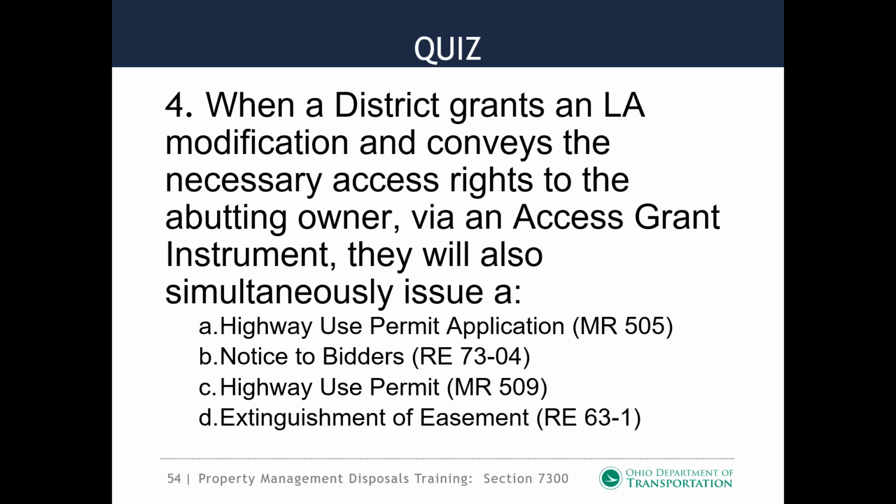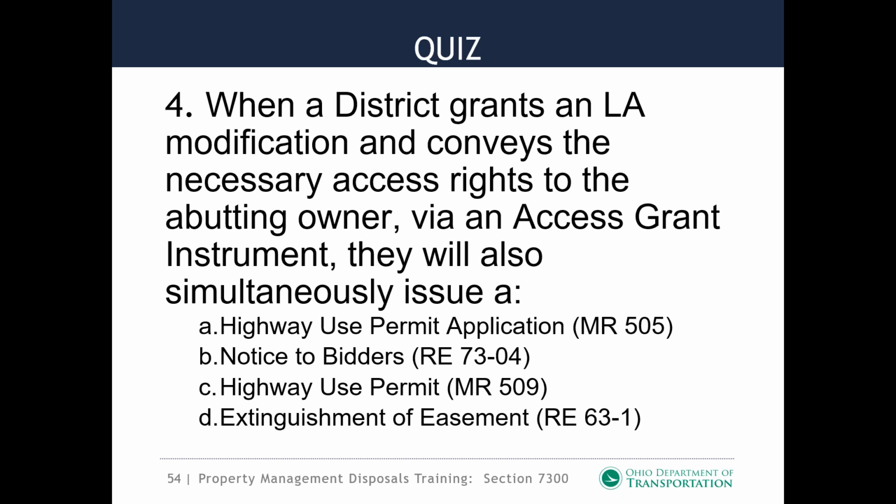Number four, when a district grants a limited access modification and conveys the necessary access rights to the abutting owner via an access grant instrument, they will also simultaneously issue A, B, C, or D.